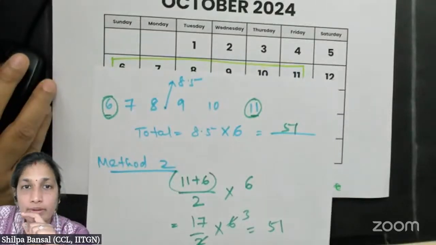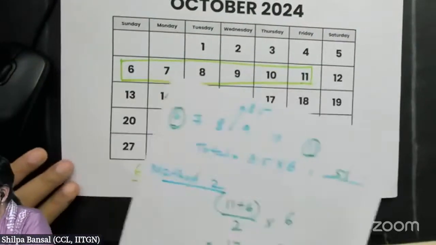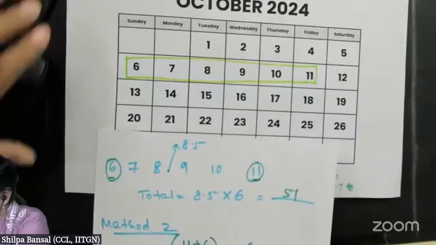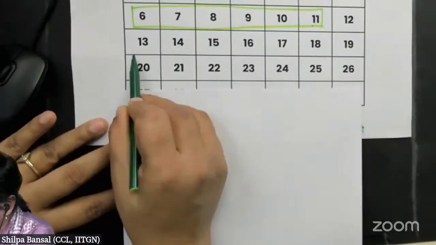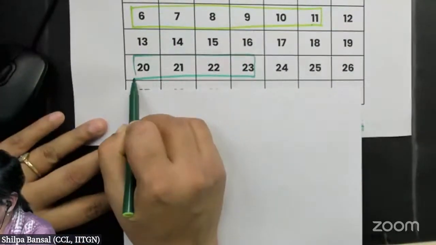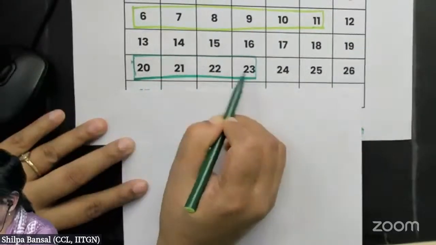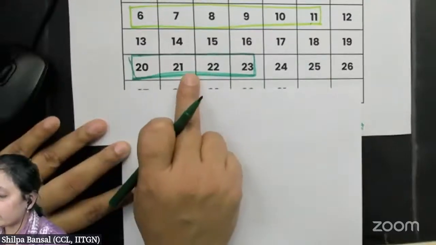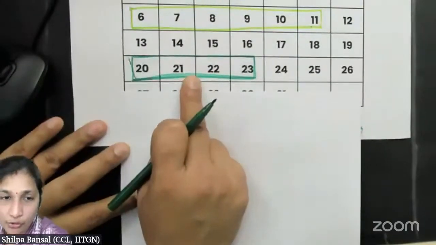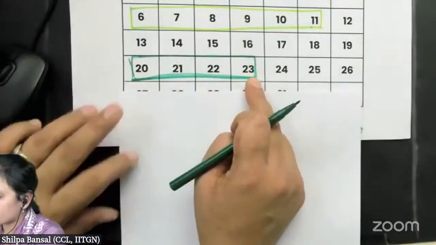You can see yourself. Okay. I will try some other number. Let's try with some other number. Take these numbers. What is the addition of this one? Either you can take 21.5 into 4, or you can add the last 2 numbers.